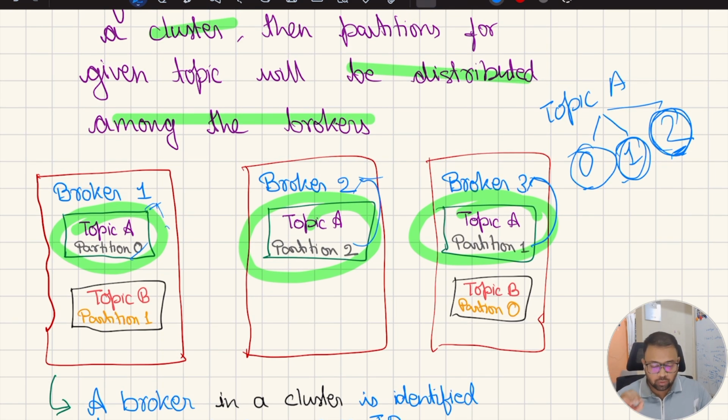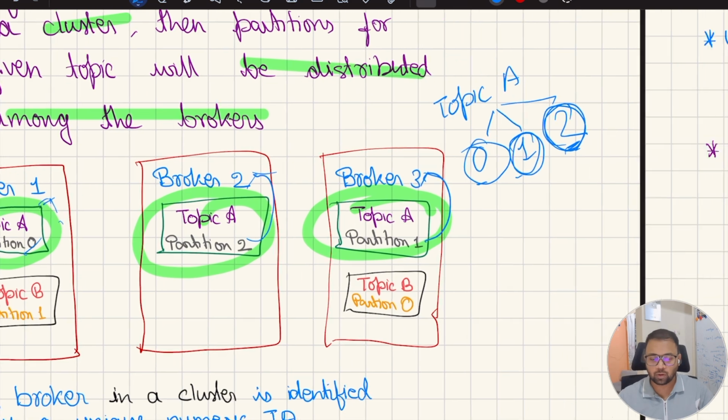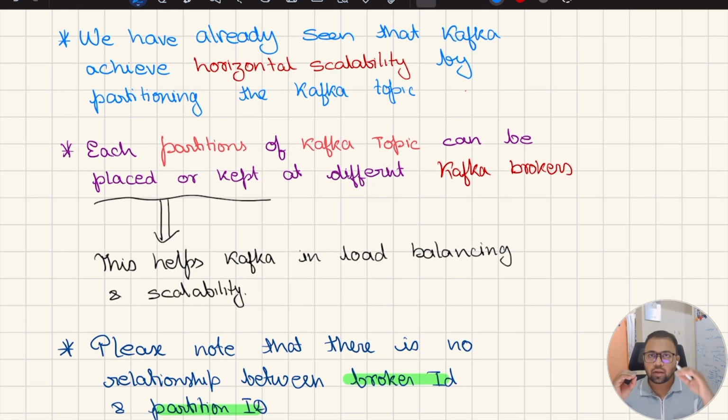A broker in a cluster is identified by a unique numeric ID. It can be 1, 2, 3. It can be 101, 102, 103. It can be anything. Cool. We have seen that by dividing the topic into multiple partitions and keeping the partitions on different machines, Kafka scales horizontally, right? Because if you need a more powerful real-time streaming platform and want to do more parallel work, you can always create more partitions.